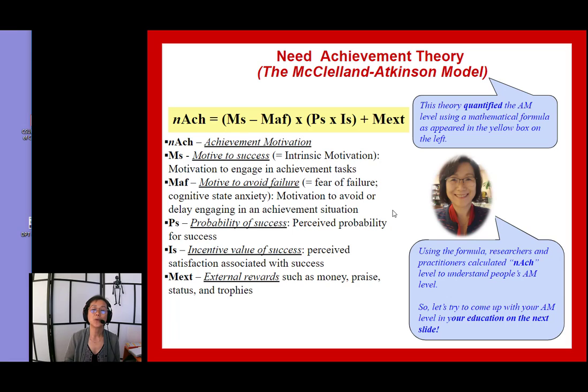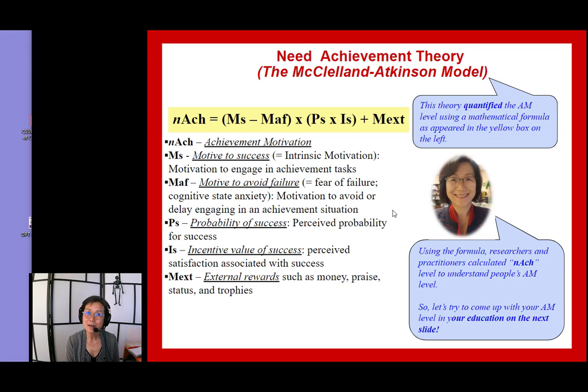MAF, what does that mean? Motive to avoid failure. So your confidence is not there, you start worrying about it. So in a way it's cognitive state anxiety or fear of failure. In a way, motive to avoid the achievement task. PS, probability of success, perceived probability of success. So in a way, it's your confidence, like, I know I can do it. You can determine that. That's the probability of success.